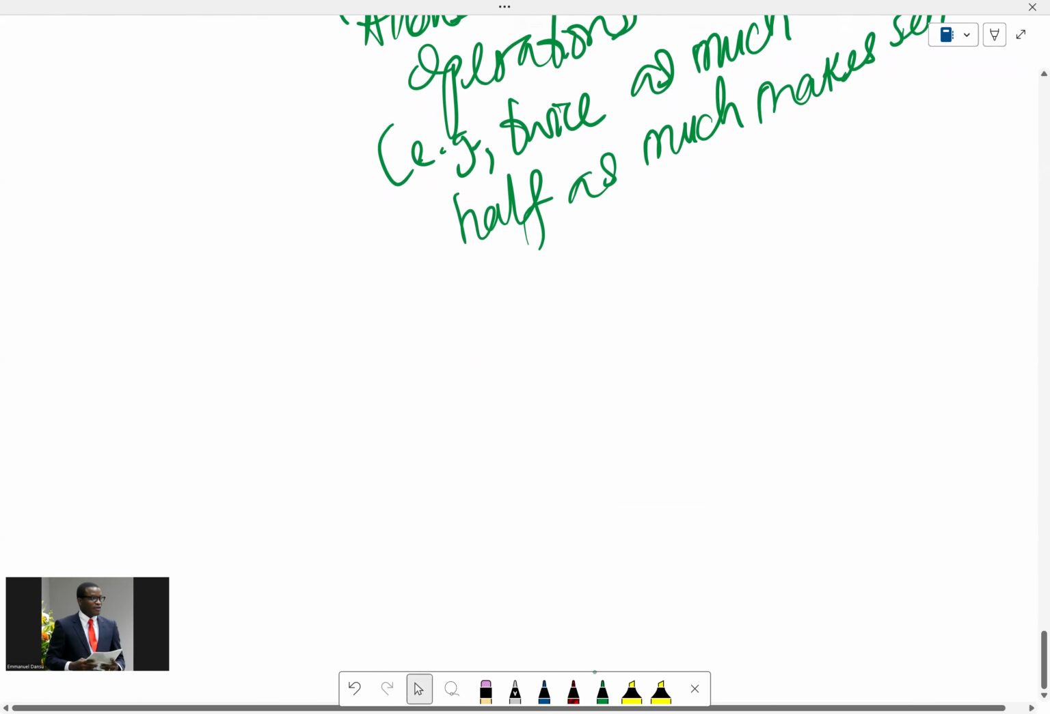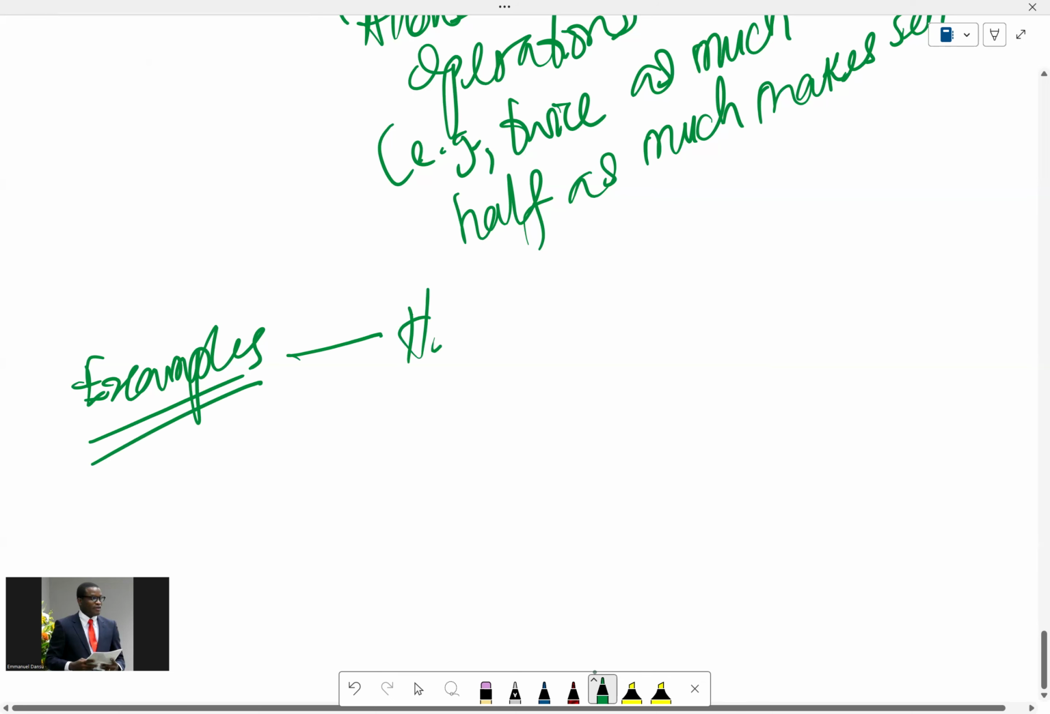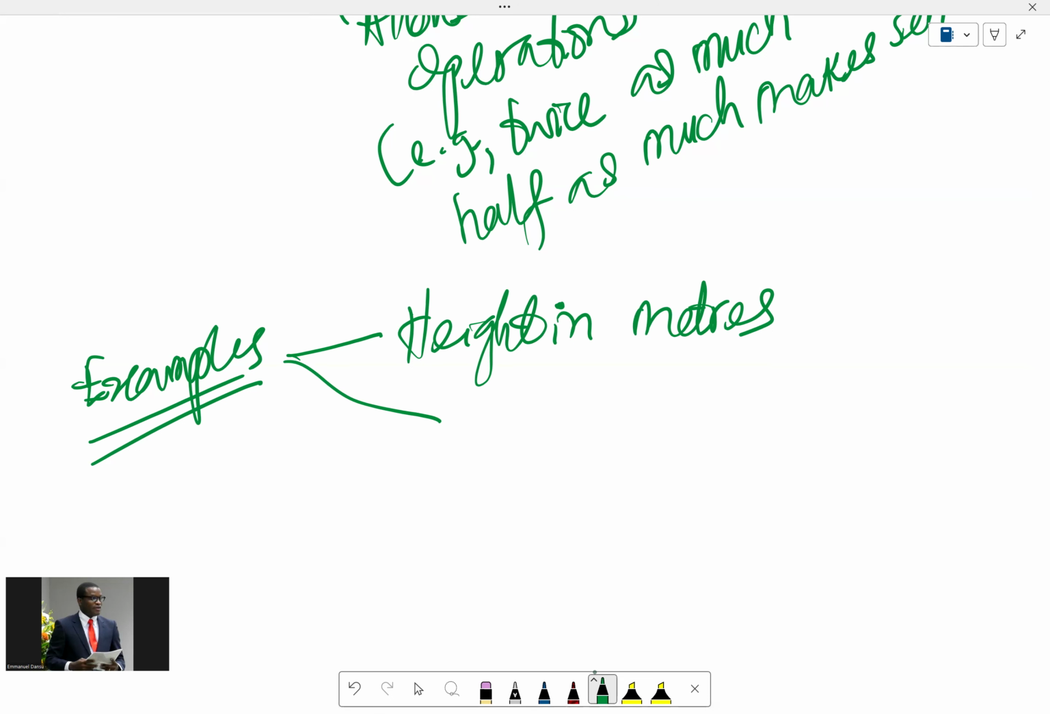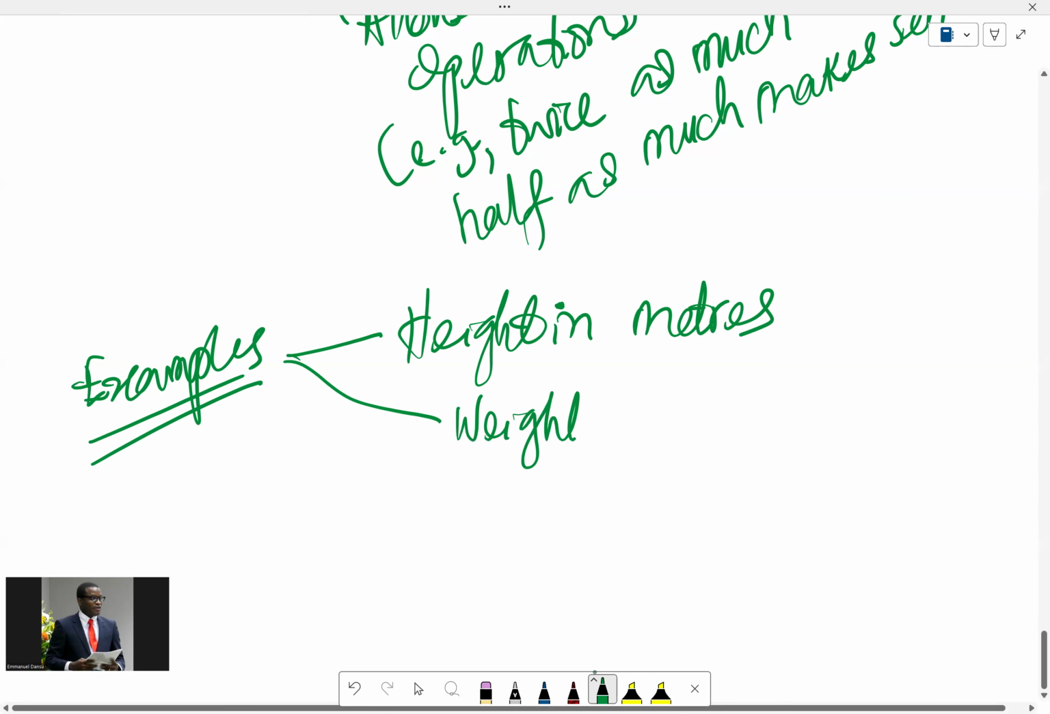Okay, so let's talk about the examples of ratio scale. You have things like height in meters. So you can talk about, say, someone who is 50 meters tall, and somebody who is 100 meters tall. Those are possibilities now. Then you can talk about weight in kilograms. You can say somebody weighs half of someone else's weight. That makes sense.